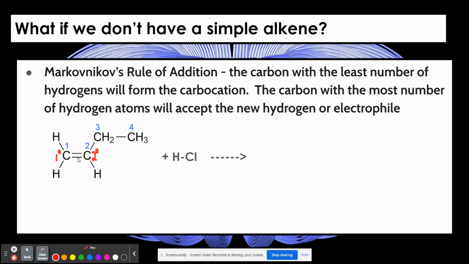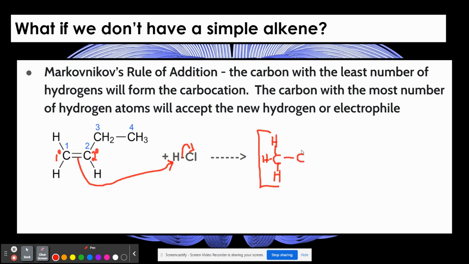So the double bond still acts like the nucleophile and attacks the hydrogen. The hydrogen gives its electron back to the chlorine. My intermediate looks like this. The hydrogen is going to attach to the first carbon because it is the less electron shielded carbon. It does not have as many electrons around it, so it's not going to form a stable carbocation.